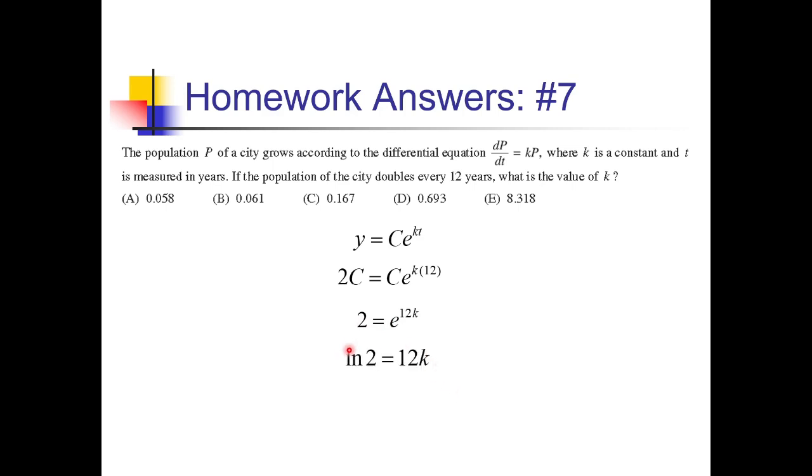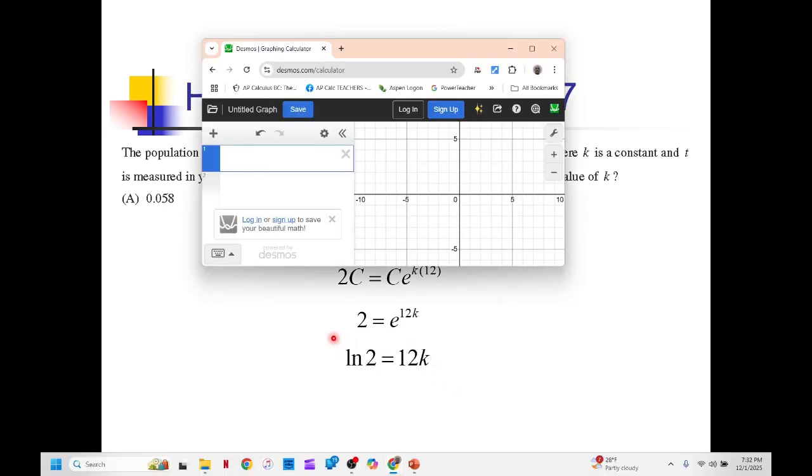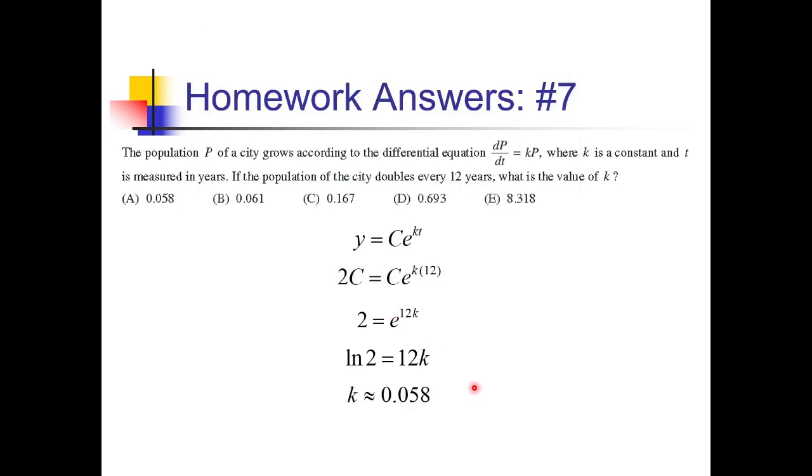And then I just need to divide this by 12. So for that, I'm going to go to my calculator. I'm just going to do ln of 2 divided by 12, and that comes out to about 0.058. I'm going to round this to 3 decimals and pick my answer choice, so that's going to be choice A.